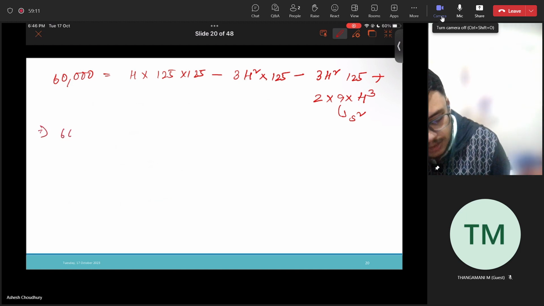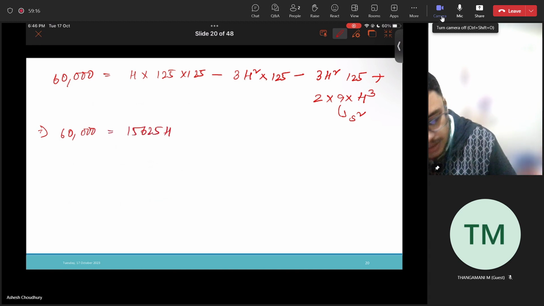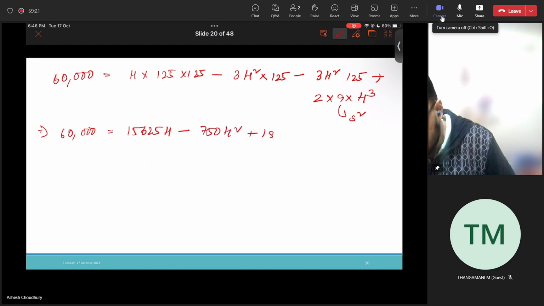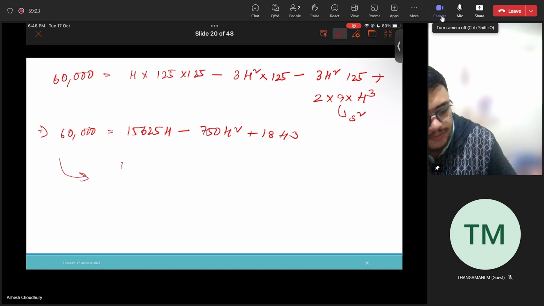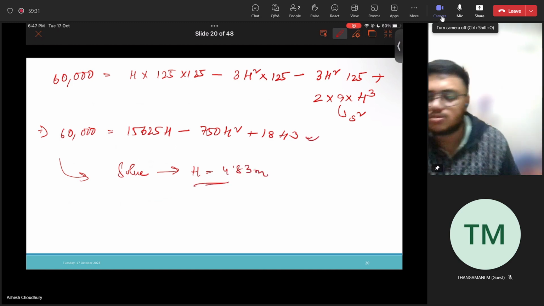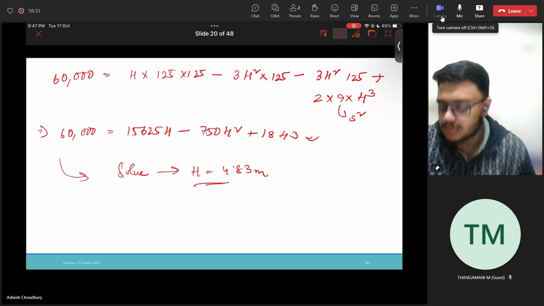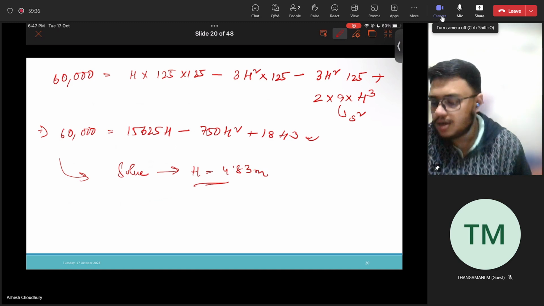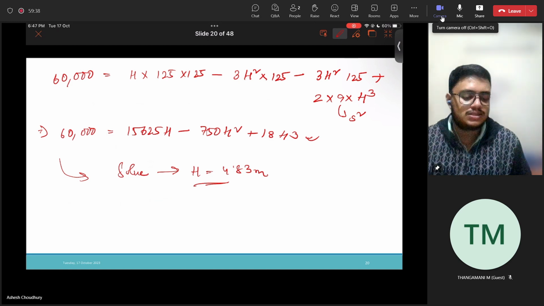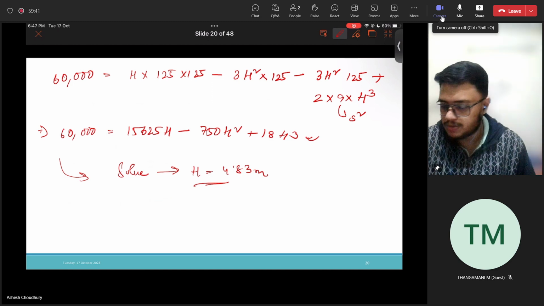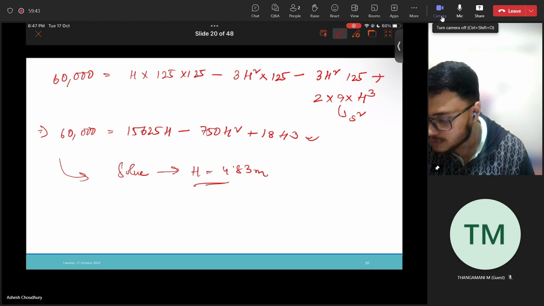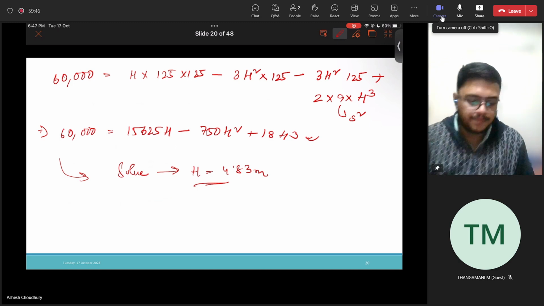So if we do this, 60,000 equals the expression with H square plus 50 H cube. This is a cubic, so with the help of any engineering calculator we can solve this, and you will get the depth that we should have, that is 4.83 meters.